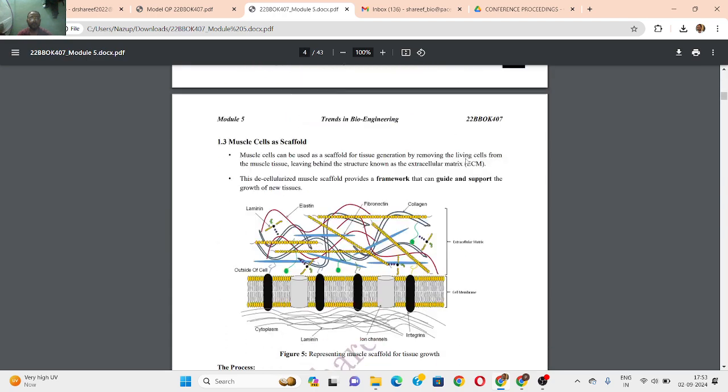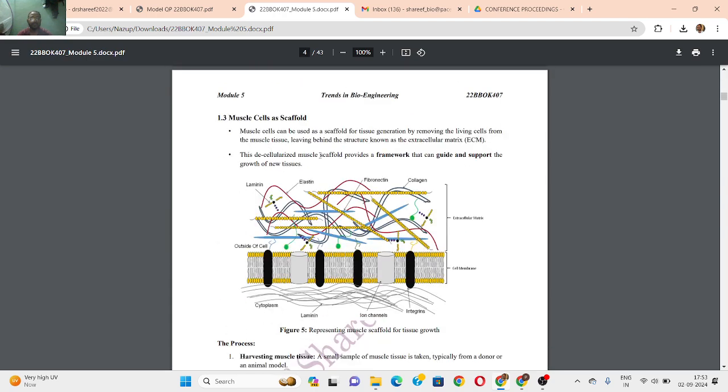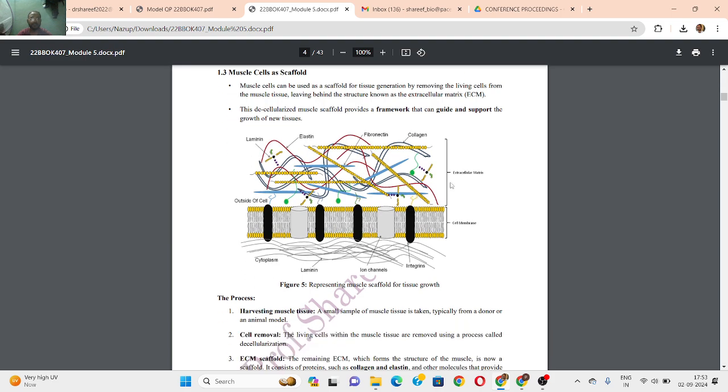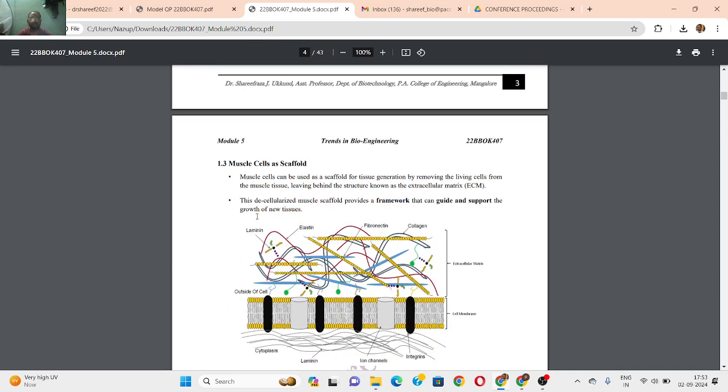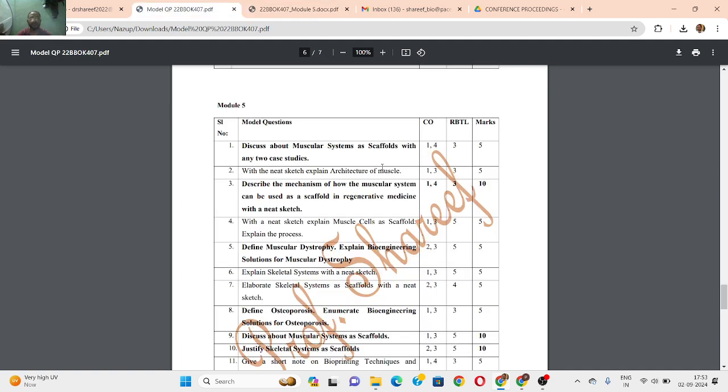So now the remaining 4 marks will be there for cells as scaffold. So the muscle cells as scaffold, this diagram and the theory and this whole process. The 6-step process will carry 3 marks, and this diagram and this theory will carry 1 mark. So total 10 marks, 6 plus 4.